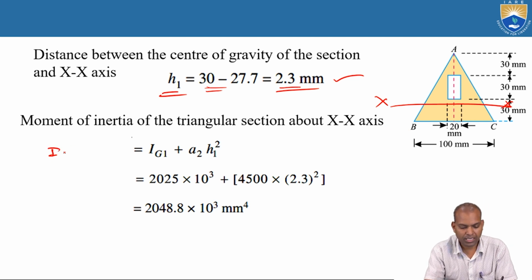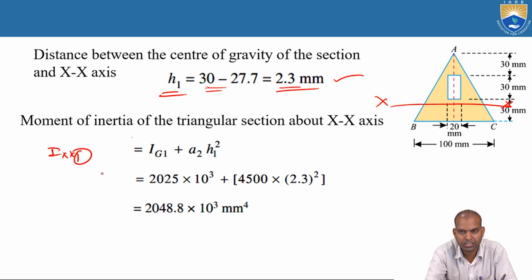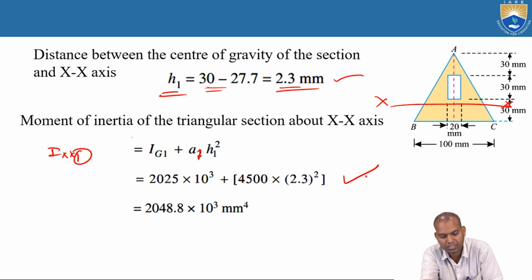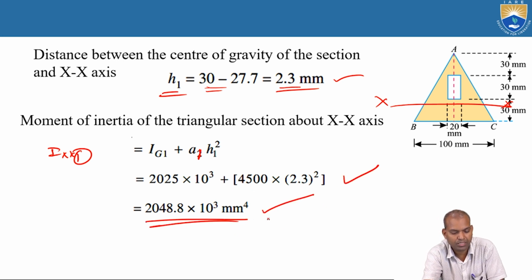Now Ixx1 for section 1 is Izz1 plus A1 h1 squared. That is 225 times 10 cubed plus 4,500 times 2.3 squared, h1. Then it is 248.8 times 10 cubed millimeter to the power 4.